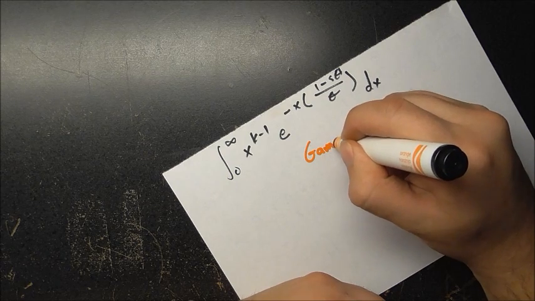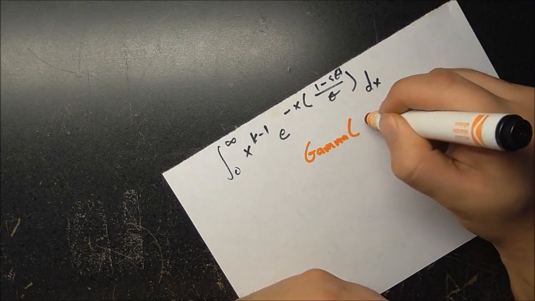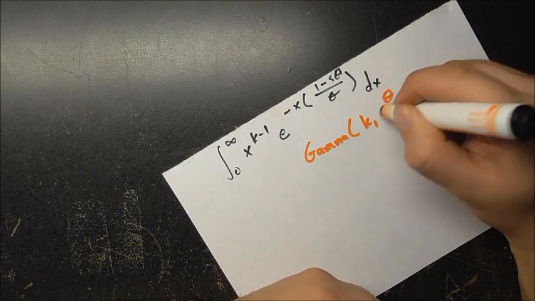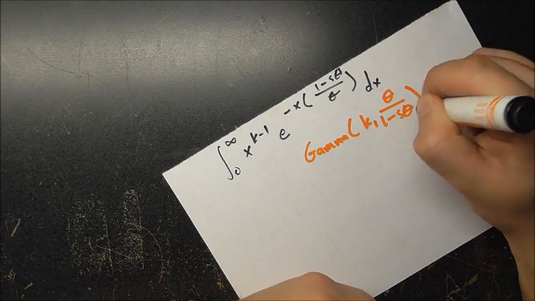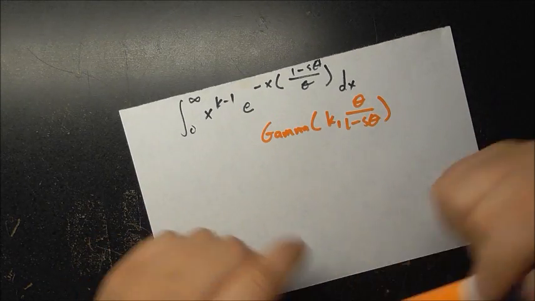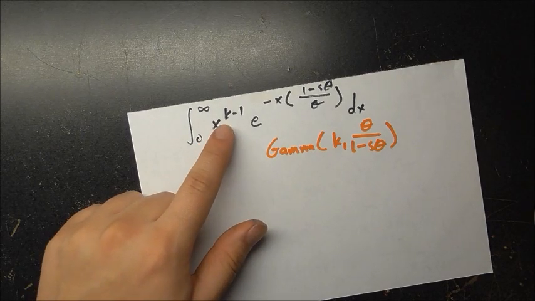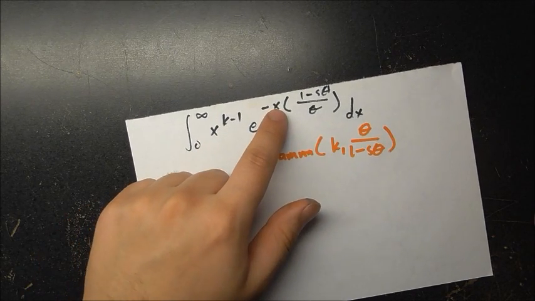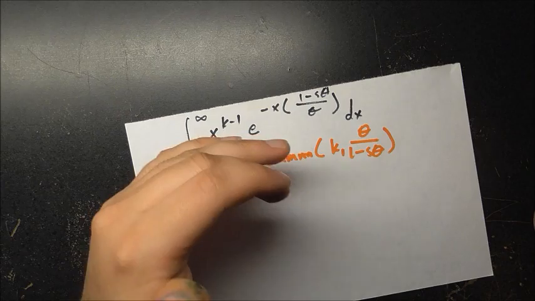Think about a distribution which is gamma with parameters k and theta over 1 minus s theta. Now what would the PDF of that look like? Well, it would look very similar to this. It would be x to the k minus 1, e to the negative x. Remember, it's negative x over theta.